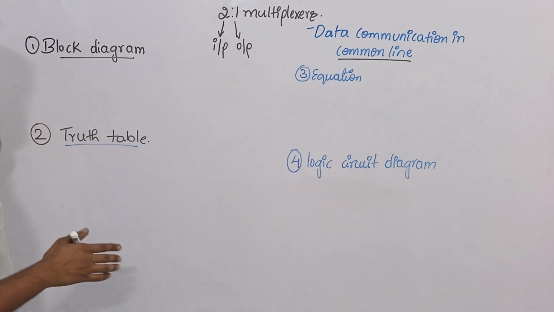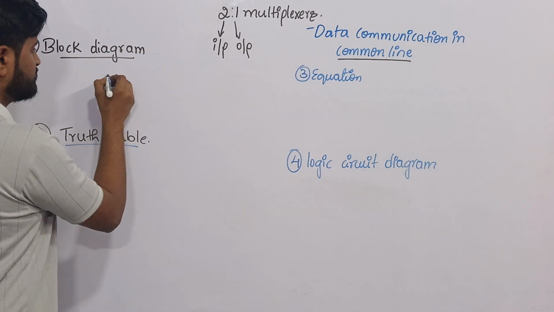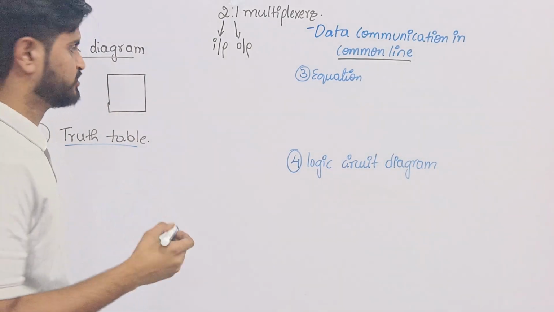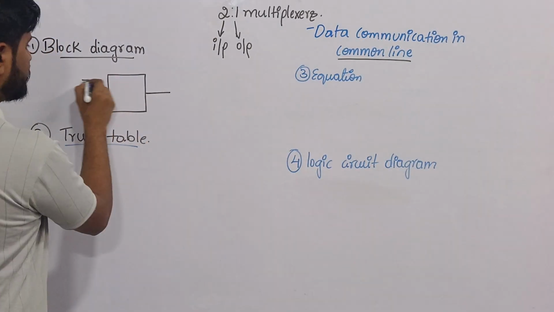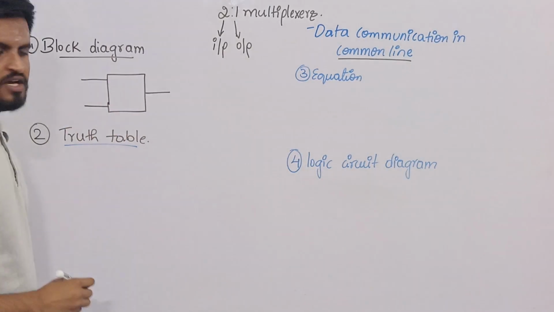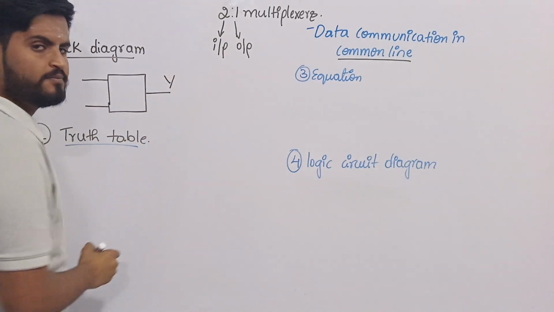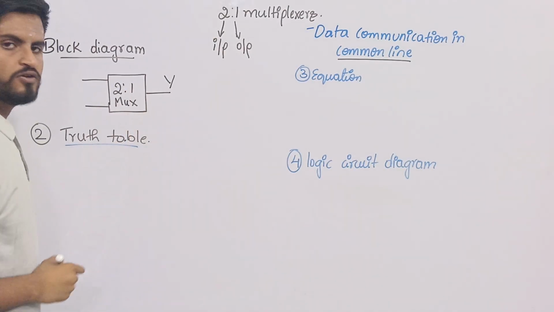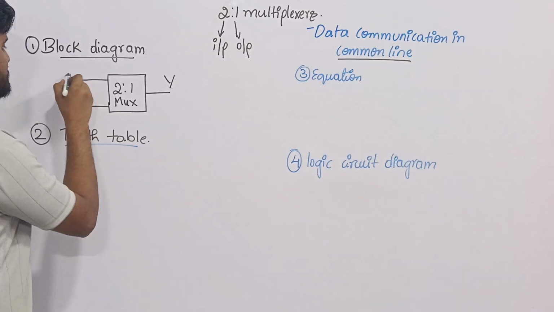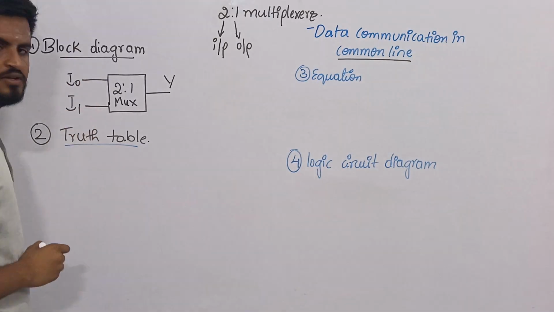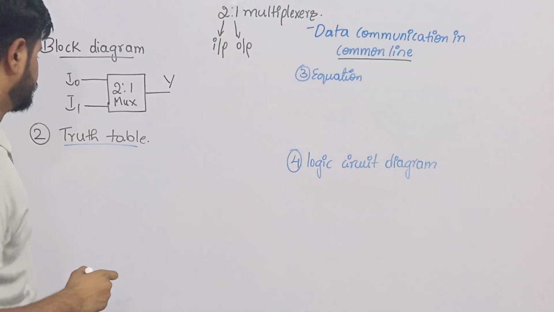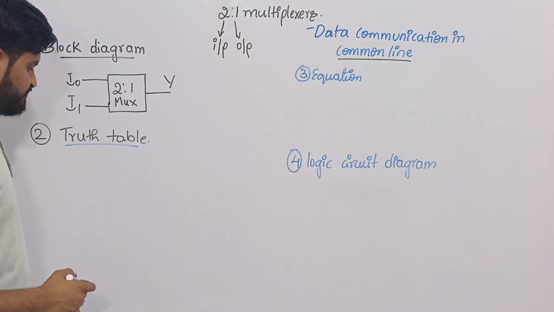Now, the 2 to 1 multiplexer block diagram is just a representation of what my inputs and outputs are. Only one output and two inputs are there. Let me call the output Y, and this is the 2 to 1 mux. Let's call the inputs I0 and I1. I0, I1 are my inputs, Y is my single output. Now let's write the truth table.